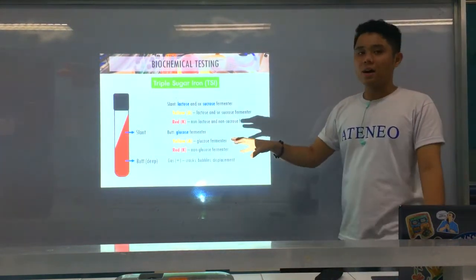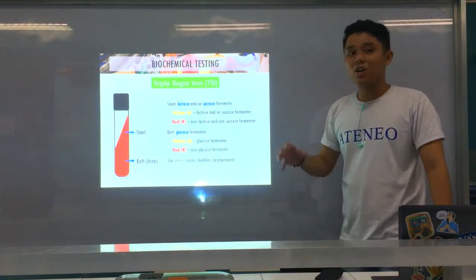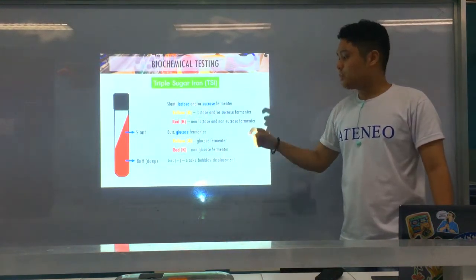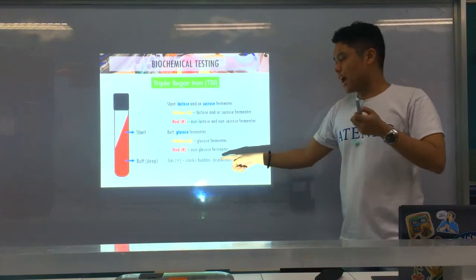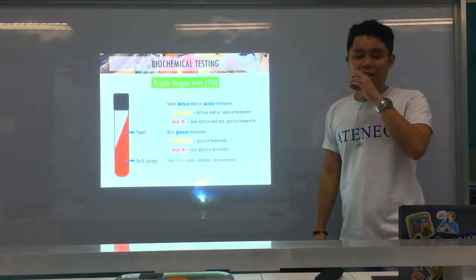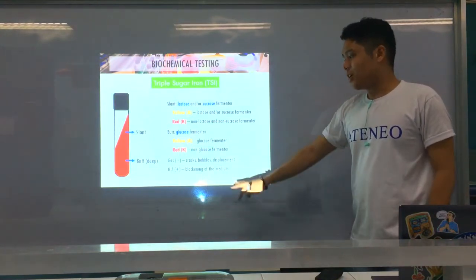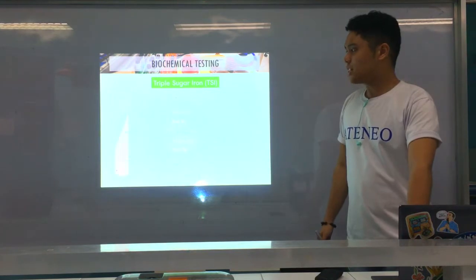Now, there are some other results that you can see. If gas positive, there could be cracks in the medium. There could also be displacement, meaning the medium rises. And we also have bubbles, which again signify gas formation. And of course, H2S positive is a black precipitate or blackening of the medium. Alright, so here's an example.